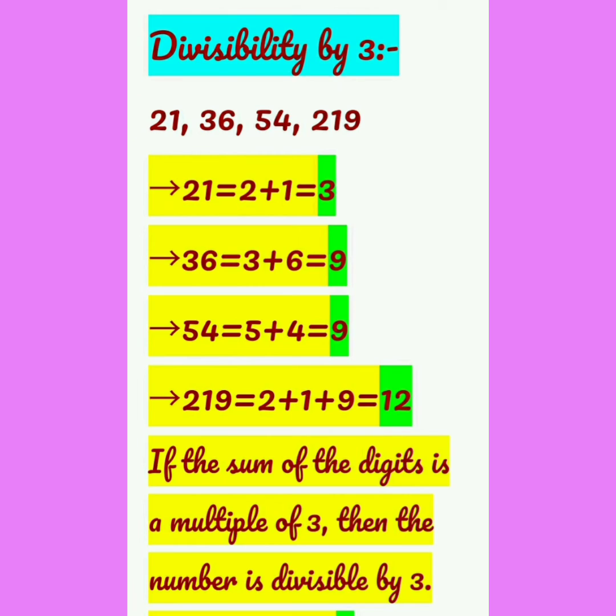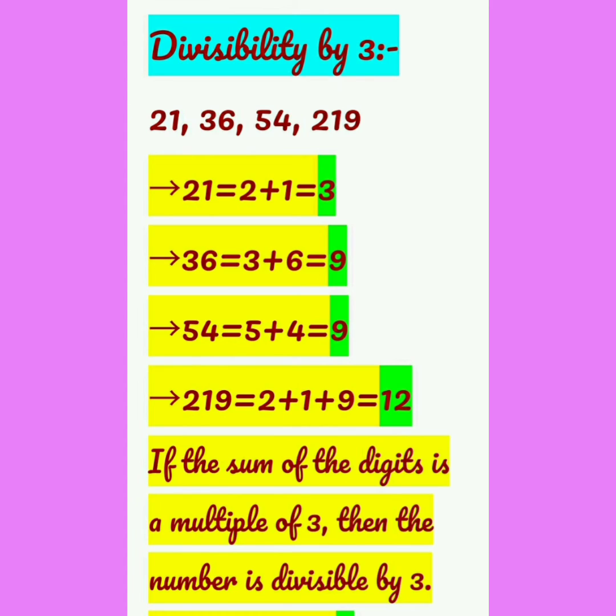Now we see that the sums of the digits are divisible by 3. And we all know that these numbers are multiples of 3. So, we can say if the sum of the digits is a multiple of 3, then the number is divisible by 3.